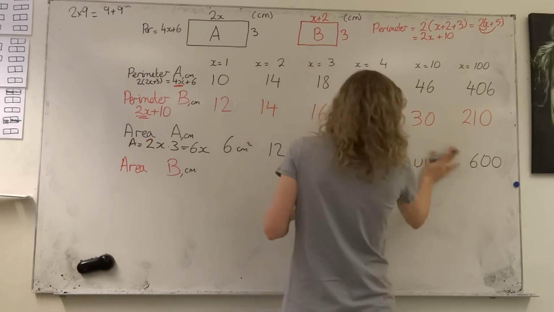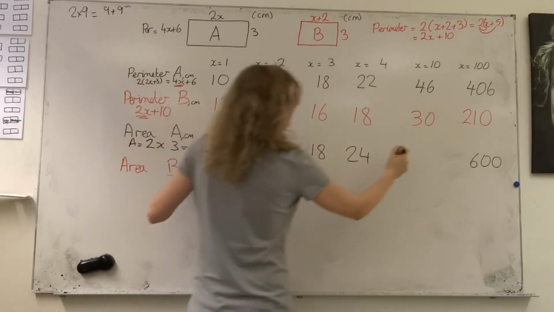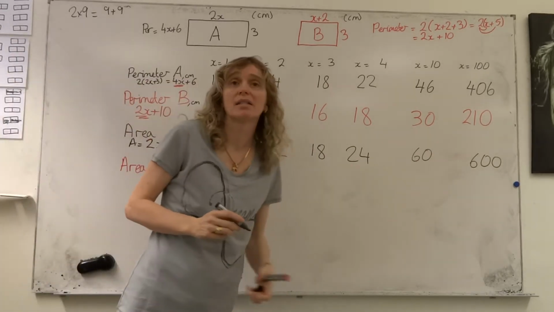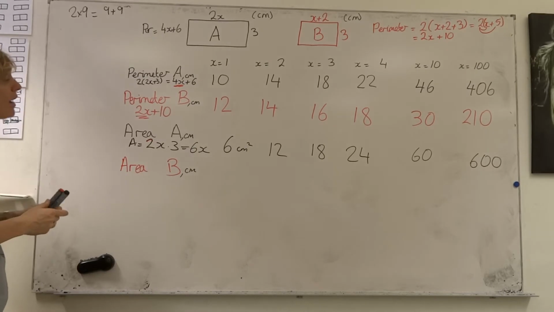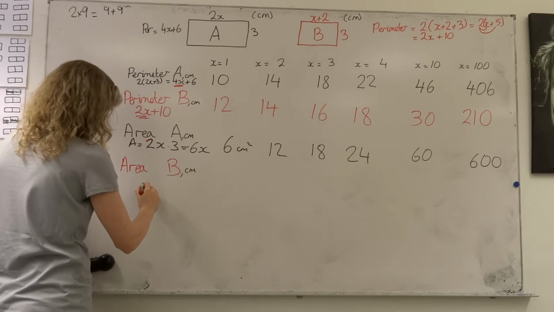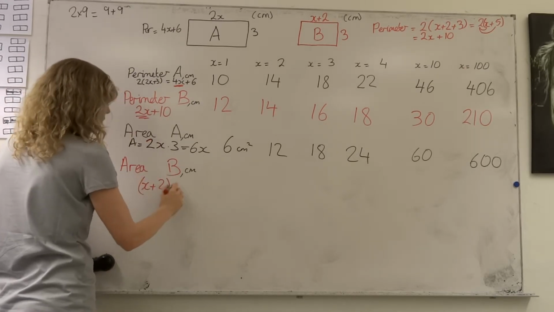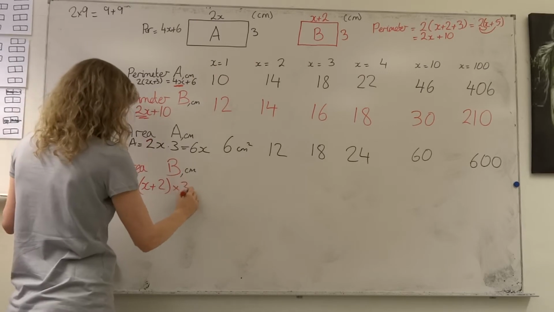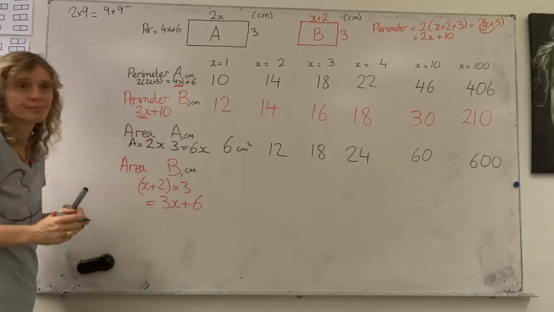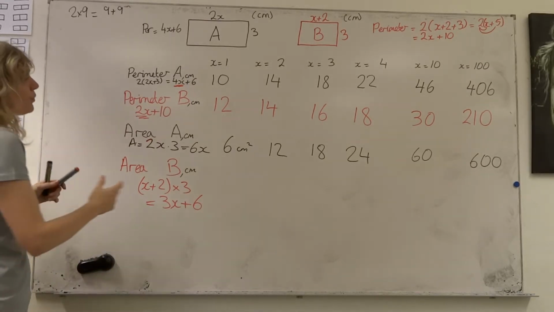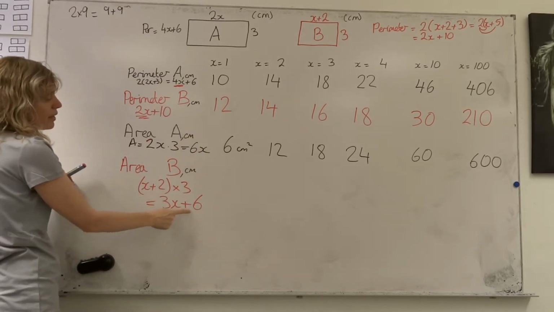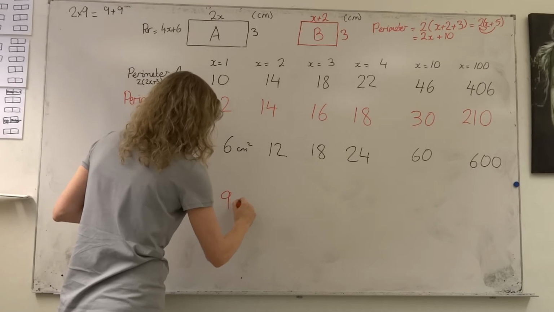Wait a minute, this was wrong. 6 times 10 is 60. Okay? So here are our areas for the first rectangle. Let's see what happens for the areas of the second rectangle. We have a length of x plus 2, and we multiply it by the breadth, which is 3. So here we'd get 3x plus 6. If we'd like to work out what the area is when x equals 1, 3 times 1 is 3, plus 6 gives us 9 centimeters squared.